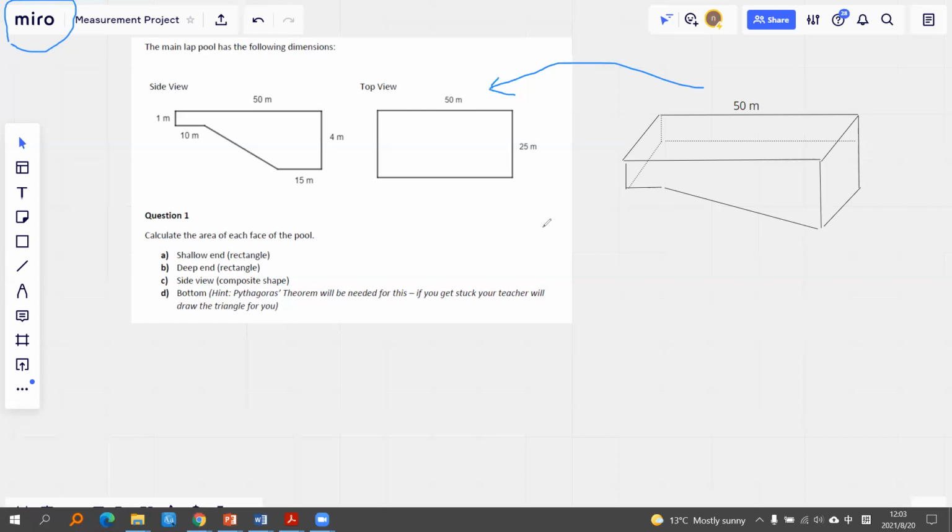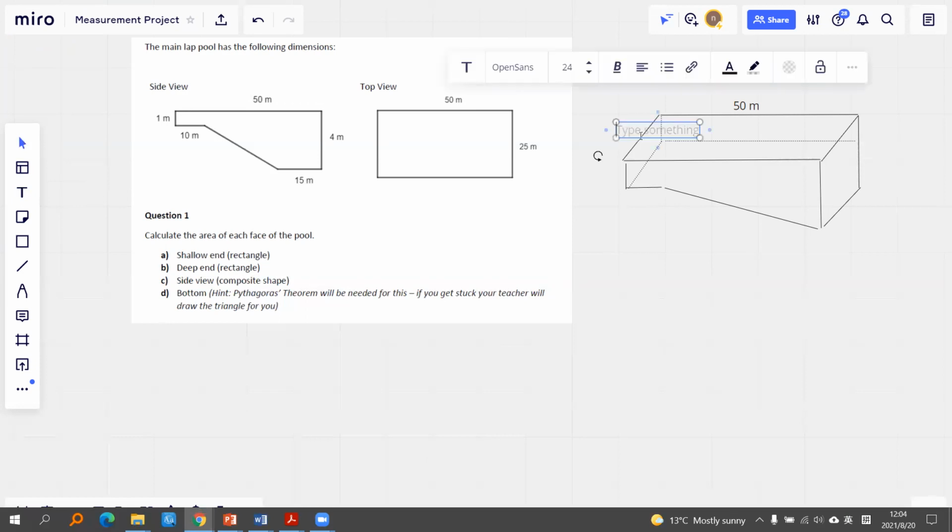If this makes sense, I will continue. Then we will have 25 meter. So 25 meter, I just put. Thank you. Hopefully this 3-dimensional swimming pool makes sense for you guys.